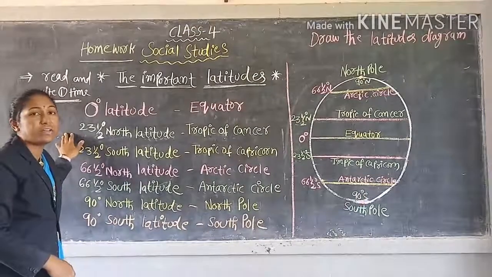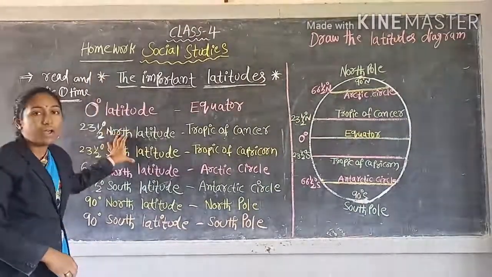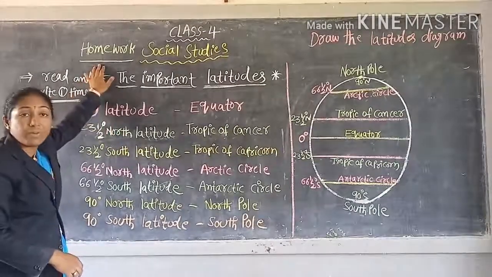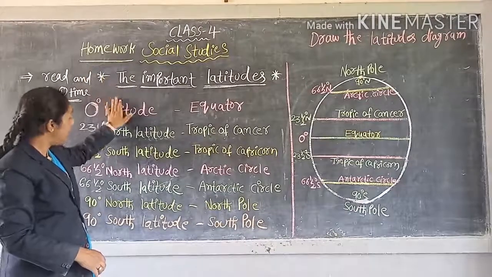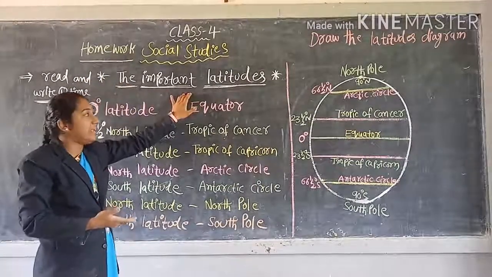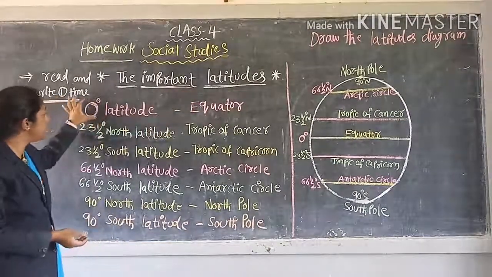Look everyone, this is your homework. Write down in your notebook. What is your homework? Read and write the important latitudes. Already we have learnt in this class. So these important latitudes, it means 0 degree latitude.